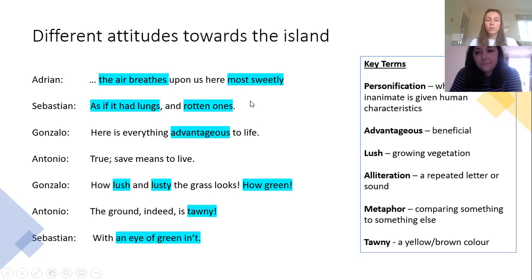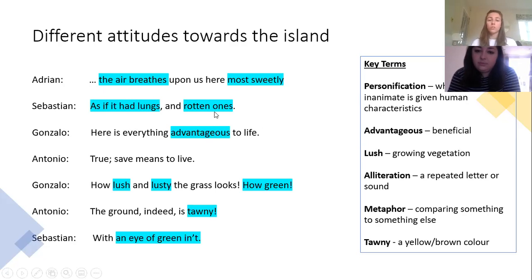And the use of the word sweetly, this is an adverb because it features the "ly" at the end of sweet, suggests that the island is very beautiful and it's bringing fresh life and vitality into the characters' own worlds. However, this is met with Sebastian's comment "as if it had lungs", which obviously continues with this imagery of breathing. But then he says "rotten ones".